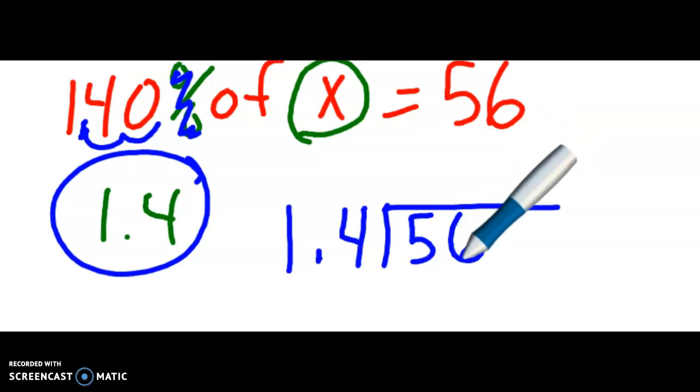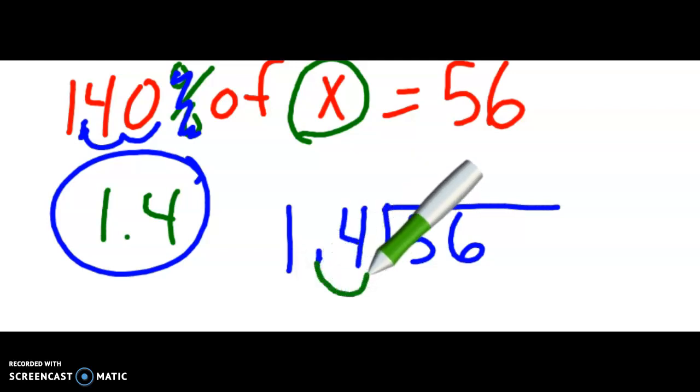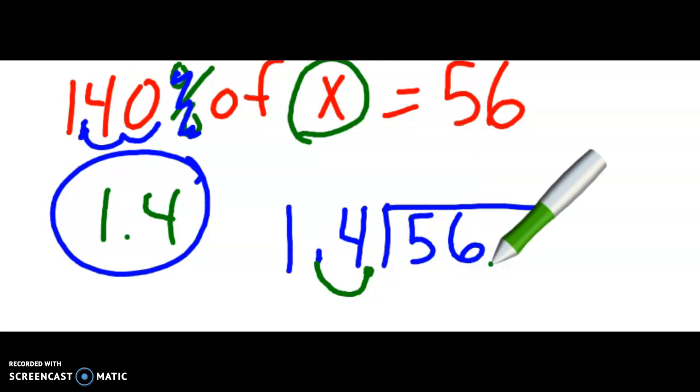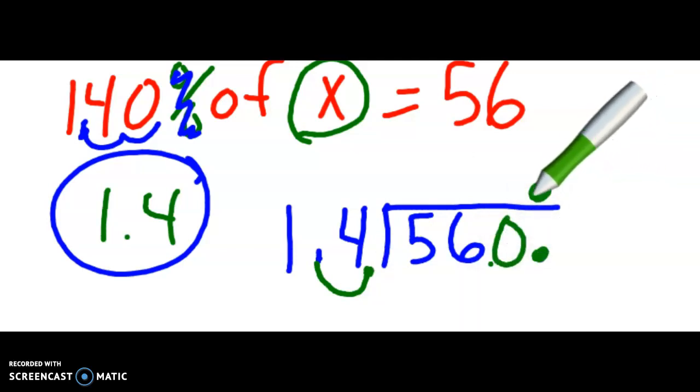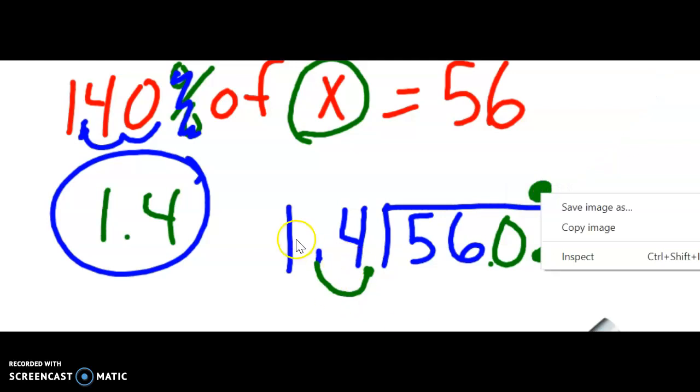Okay? So now when we do this, we can't divide by a decimal. We have to change this to a whole number. So I'm going to move this over 1, which means I have to move this over 1. And here's my decimal. And the first thing I do is I throw my decimal up there. So now I'm dividing 14 into 560.